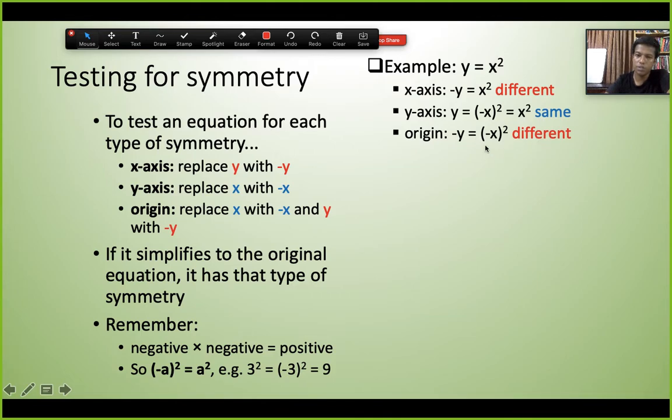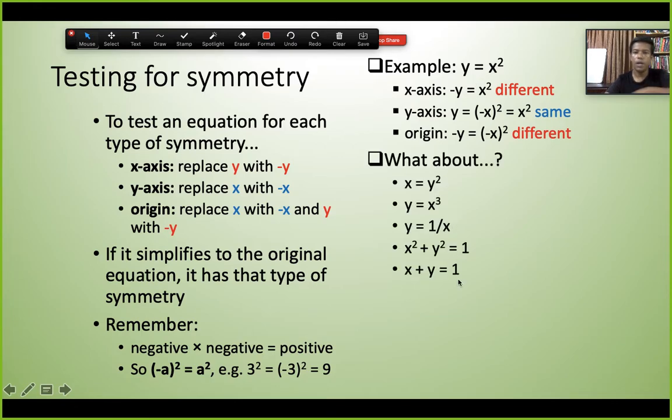And this is not the same, they are different. So I do not have origin symmetry. This equation does not have an origin symmetry. Now we can test all these equations from here also, to see what type of symmetry each will have. Just try to put this value and check what type of symmetry it has. Okay.